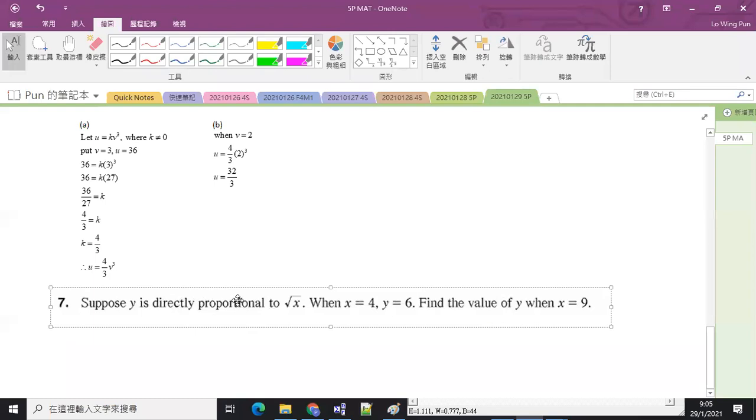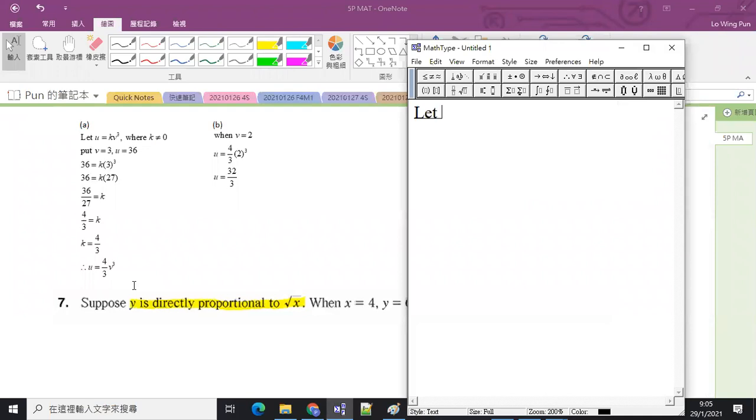Suppose y is directly proportional to square root x. So please highlight this sentence. Y is directly proportional to square root x. Okay, so no matter what it is asking, we can let y equals k times square root x first.